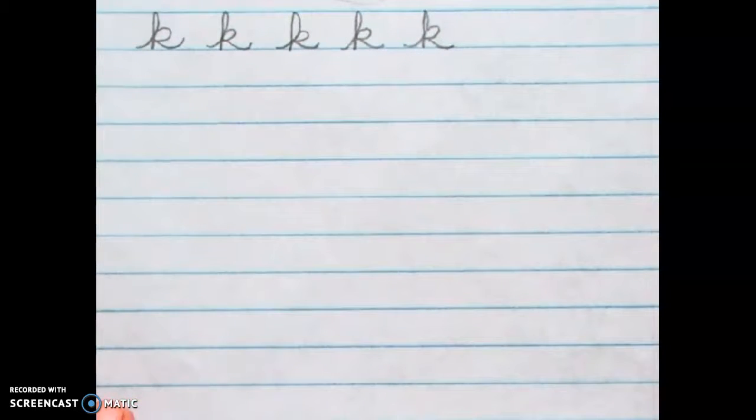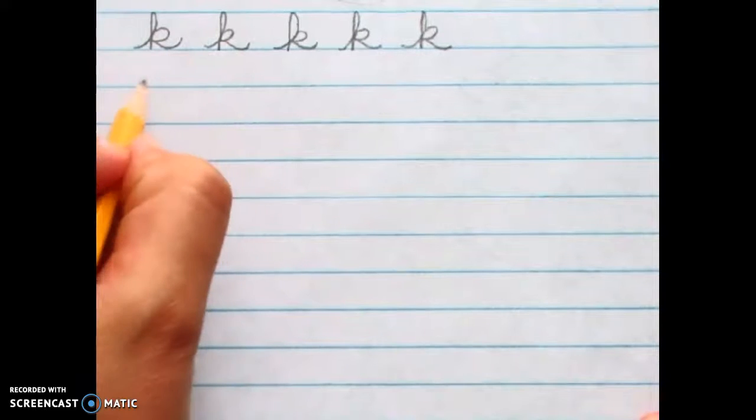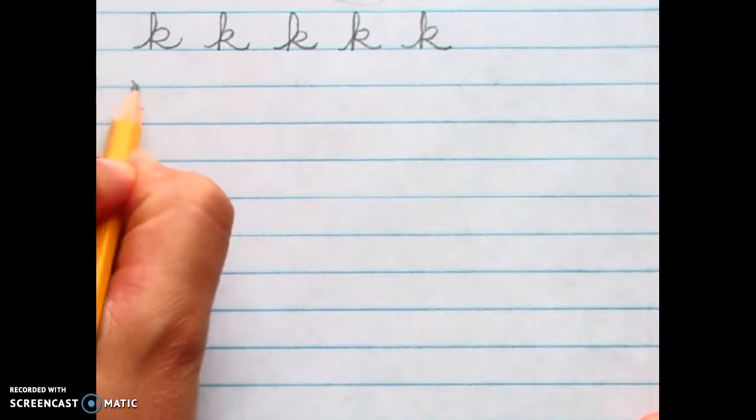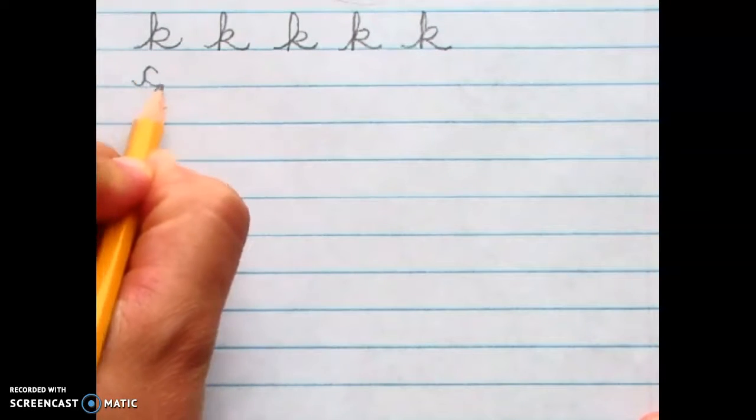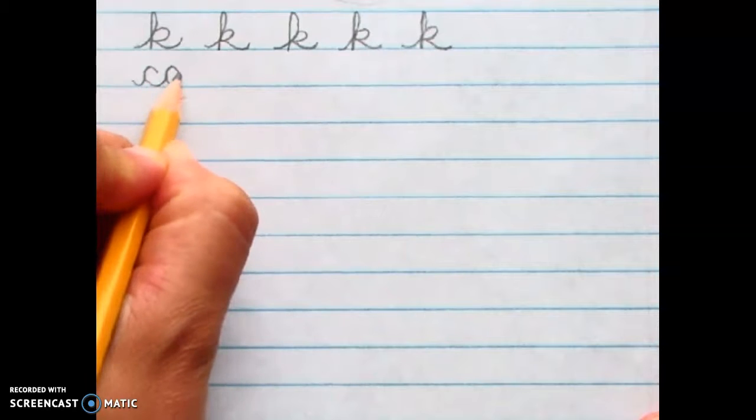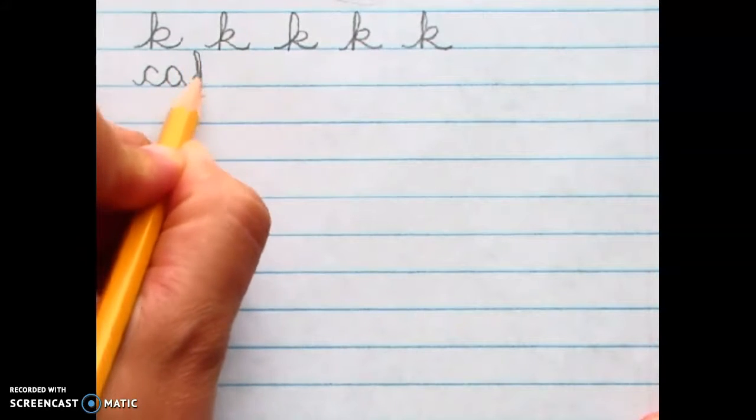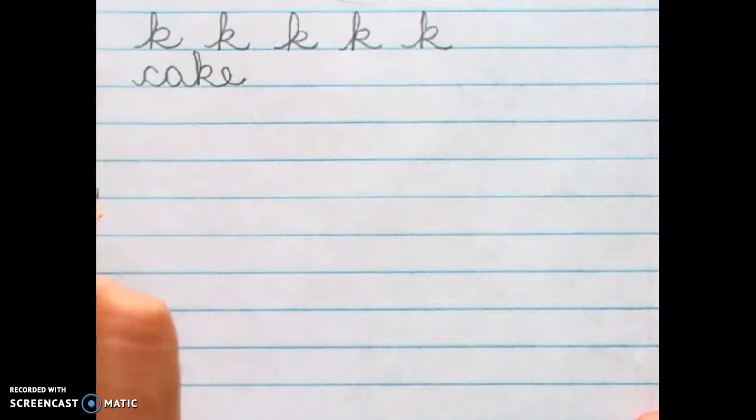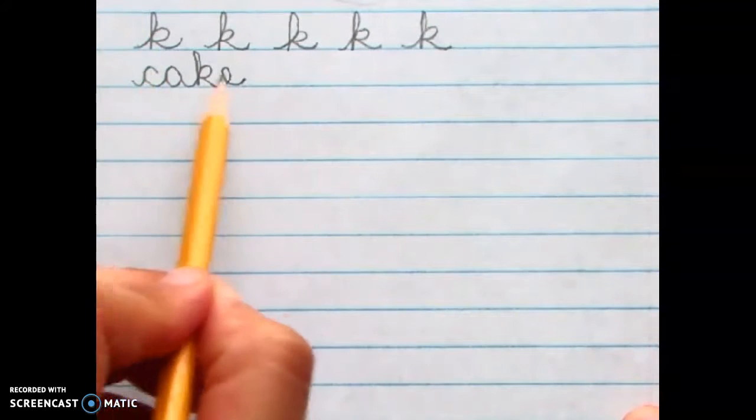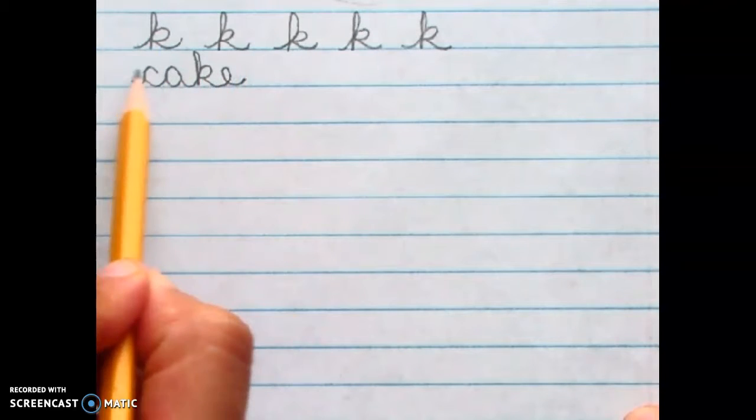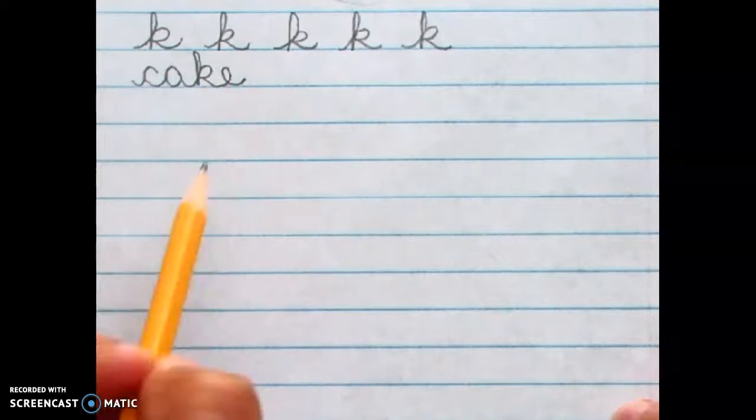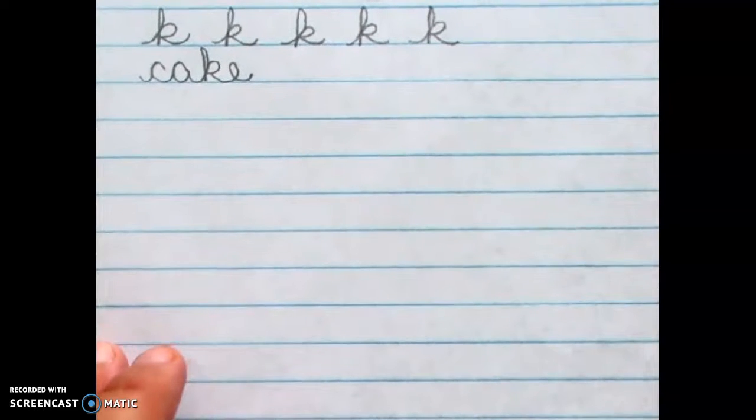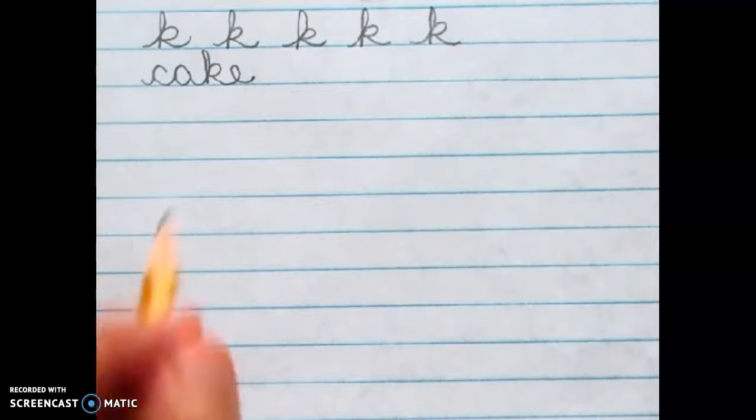After you've practiced the letter K several times and you feel comfortable, you can write the word cake, C-A-K-E. Remember, don't pick up your pencil. You want to try to make sure that your letters are uniform, which means about the same, and that they don't cross that imaginary halfway line in your lined paper.